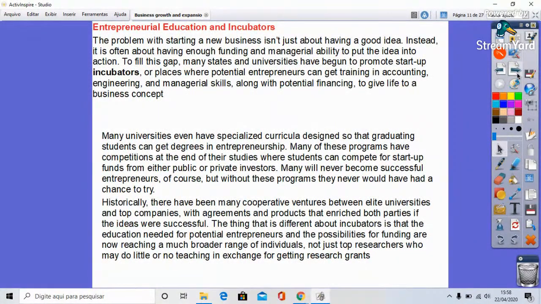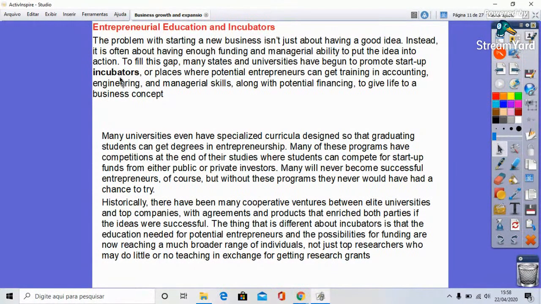Entrepreneurial education and incubators. Okay, so let's say I need to start a new business. I have a great idea, but I don't have the money. The problem with starting a new business isn't just about having a good idea. It's often about having funding and the ability to put the idea into action. In order to fill this gap, many states and universities have begun to promote startup incubators.